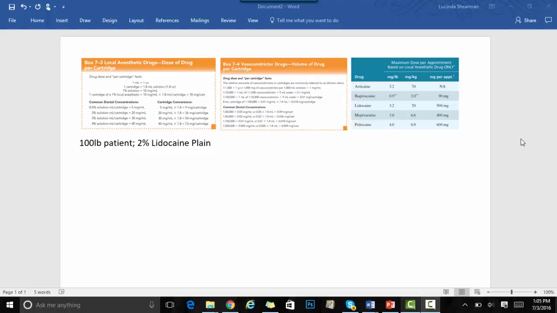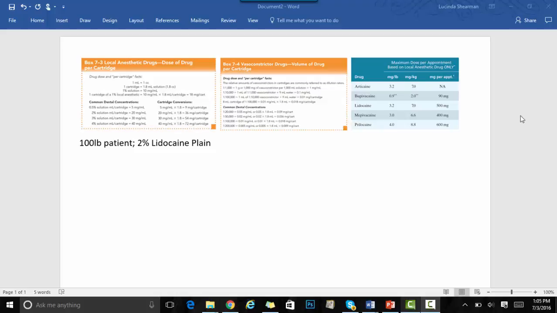Now each patient is going to be limited in how much anesthetic they can receive, either by the amount of anesthetic drug or the vasoconstrictor. Unless the patient is receiving an anesthetic without a vasoconstrictor, it's important to calculate for both of these to determine which one of them is the limiting factor. Some patients will reach their maximum based on anesthetic drug, and some will reach their limit based on vasoconstrictor. And much of this is determined by their body weight.